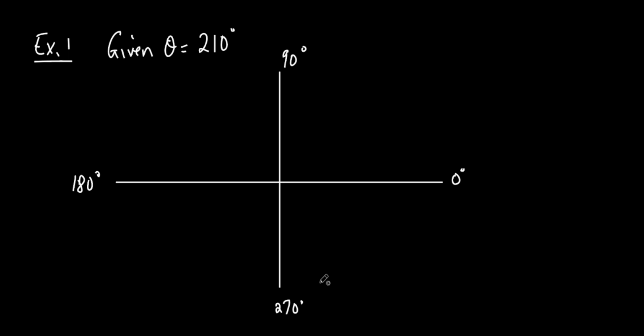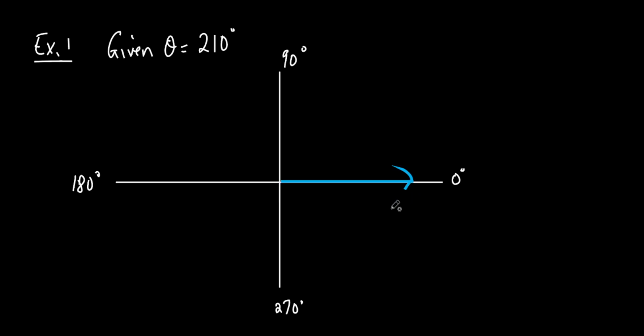What quadrant do you think 210 is going to be in? Again, we're starting from here and we're going this way. What's that? Give me a number. Quadrant. Third quadrant, right? This is a third quadrant. So where is it going to be? Let's do this. I'm going to do the whole initial side and terminal side, all right? So there's the initial side right there.